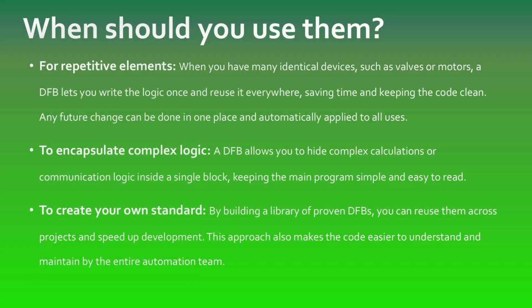When to use them. For repetitive elements, if you have 50 identical valves in your plant, don't write the code 50 times. Create a single DFB called valve and call it 50 times. You save time and clean up your code. This also brings an advantage. Imagine that months after finishing the project, the client asks for a change in how all the motors work. If you used a DFB, you only have to open the original block, change the logic once, and all the motors in your plant will be automatically updated.